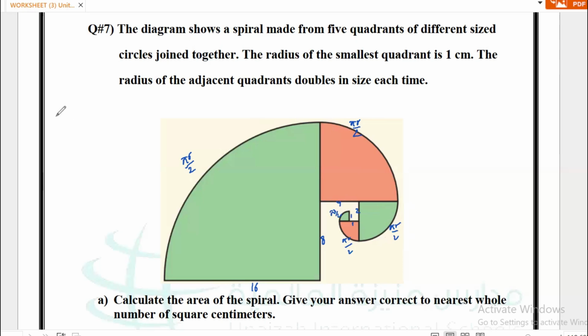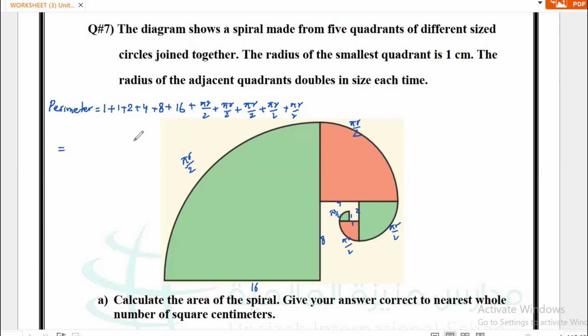So it means the perimeter equals 1 plus 1 plus 2 plus 4 plus 8 plus 16, and 5 times we will add pi r over 2: pi r over 2 plus pi r over 2 plus pi r over 2 plus pi r over 2. So one time more.